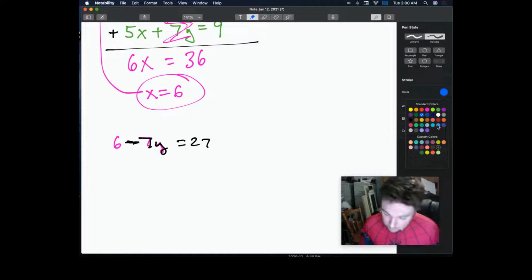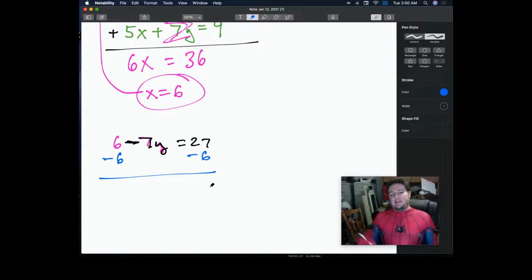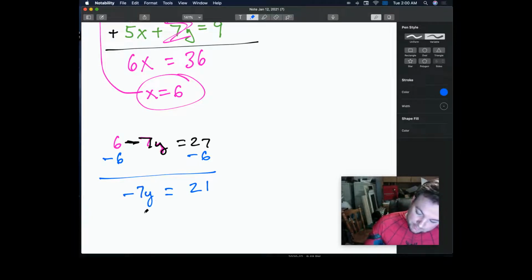Sorry about that. So I'm going to subtract 6. And when I say put things together, I'm speaking loosely. What I really mean is I'm going to put my constants together. Constants are just numbers. So we'll subtract 6 from both sides. We'll get 21 here. This is going to be negative 7y.